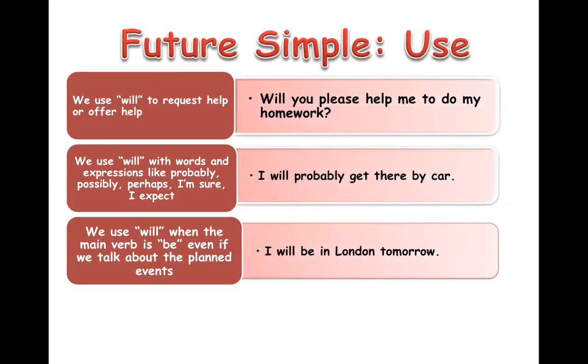Future simple. We use will to request help or offer help. Will you please help me to do my homework? We can use will with words and expressions like probably, possibly, perhaps, I am sure, I expect. I will probably get there by car. We use will when the main verb is be, even if we talk about planned events. I will be in London tomorrow.